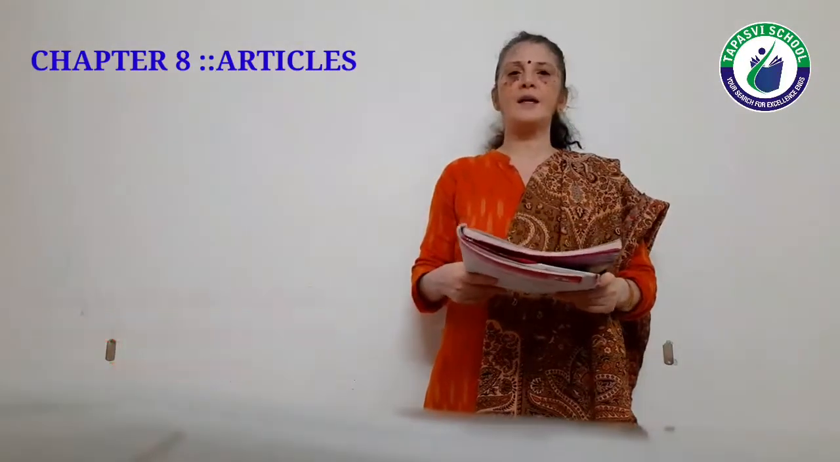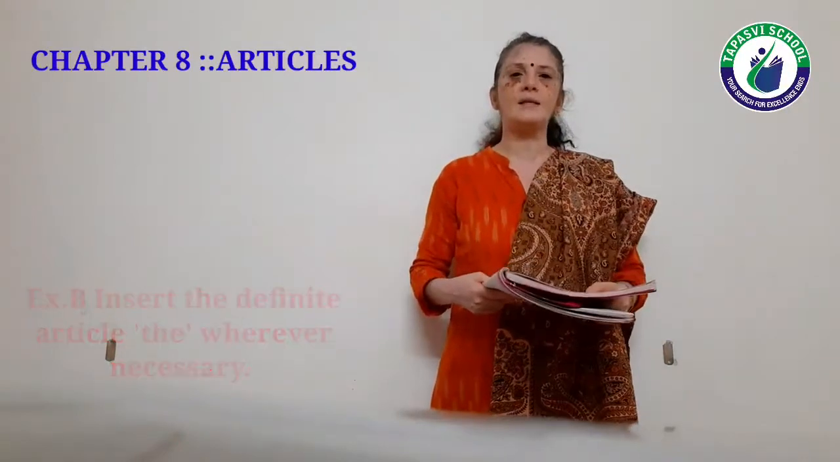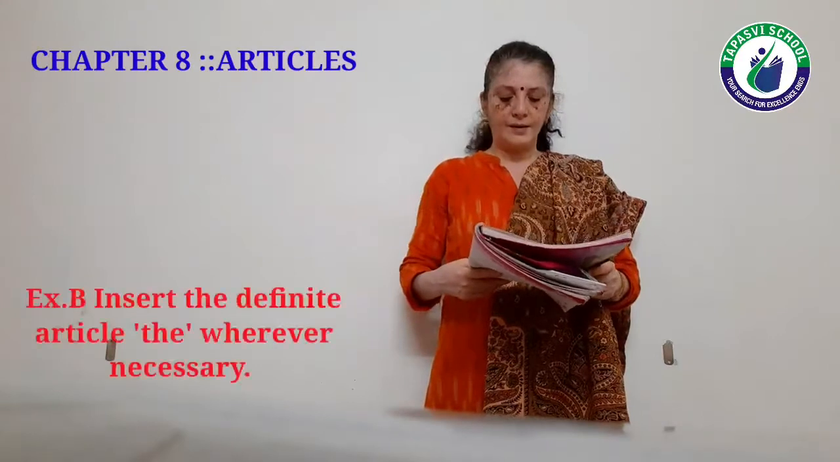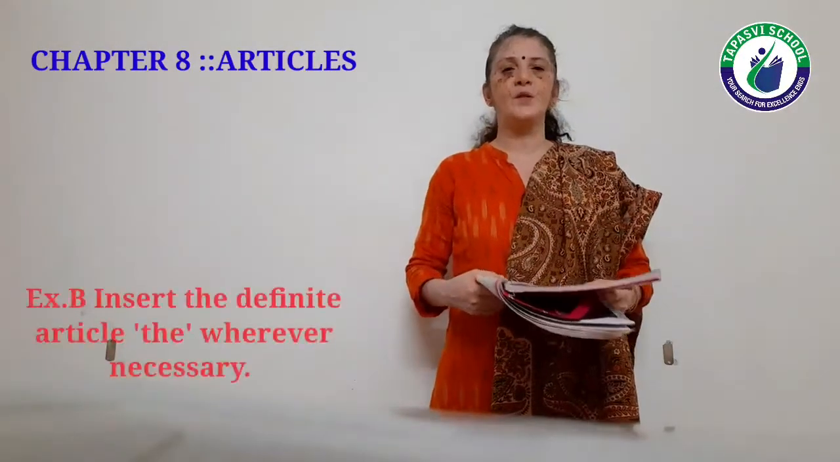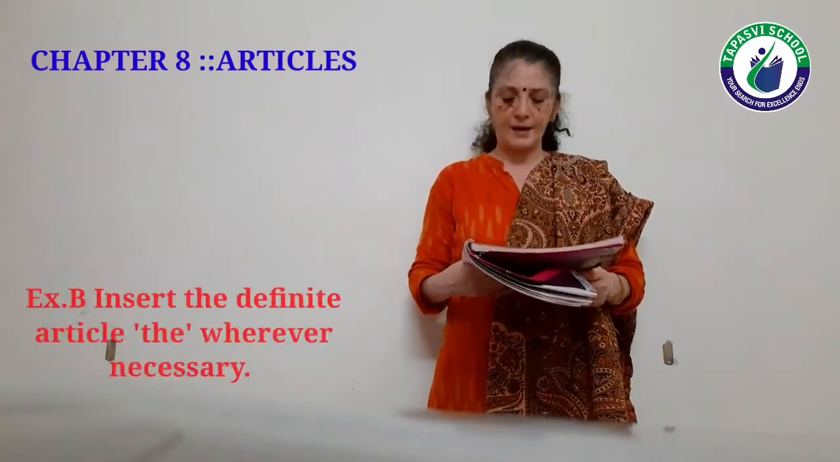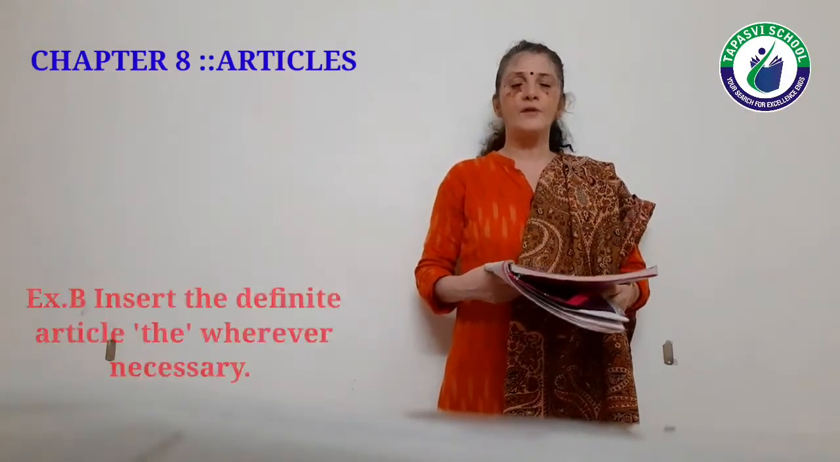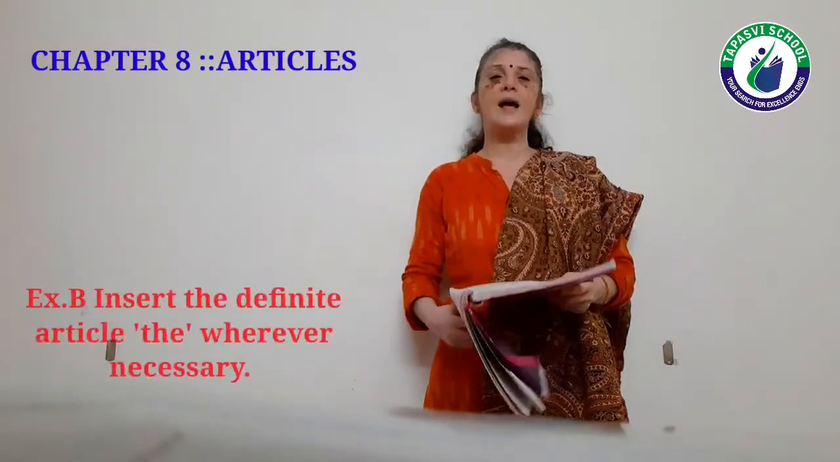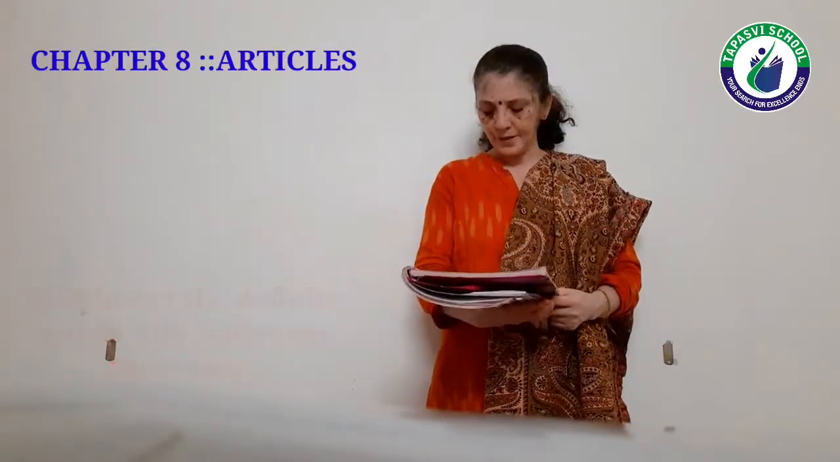Now here exercise B, insert definite article the wherever necessary. I bought a cycle for you. Cycle is red in color. So in the second sentence, it is specifically said about this cycle, right? You bought. For that we have to write, I bought a cycle for you. The cycle is red in color.